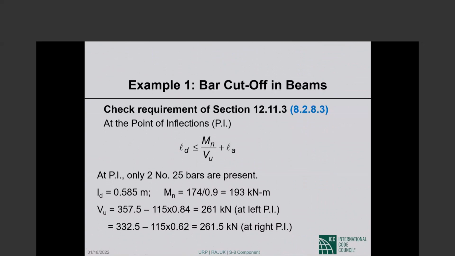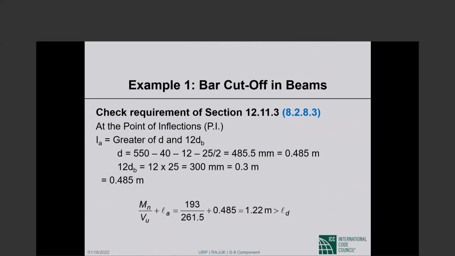L sub D is 0.585. M sub N is 193 kilonewton meters. V sub U can be calculated at 261 kilonewtons on one side, 61.5 on the other side. So at the point of inflection, L sub A is the greater of D or 12 bar diameters. D in our case is 485.5, 12 bar diameters is 300, so this governs.